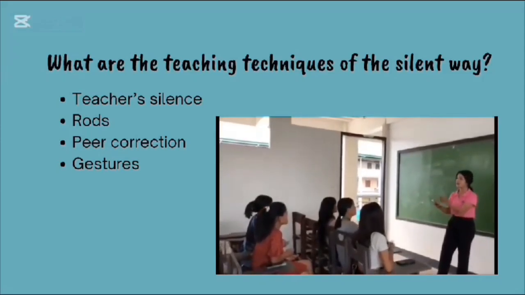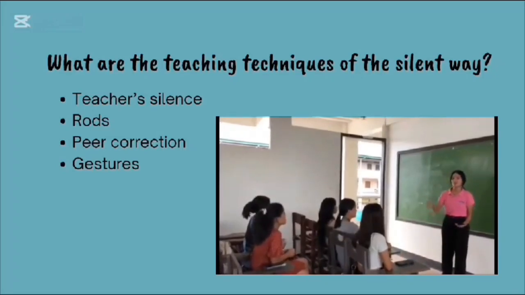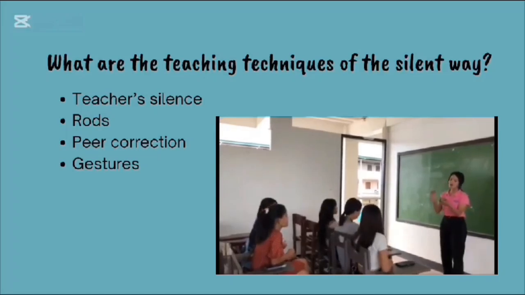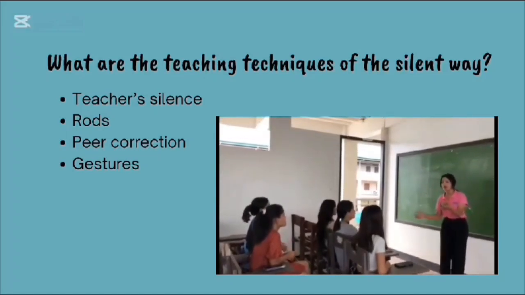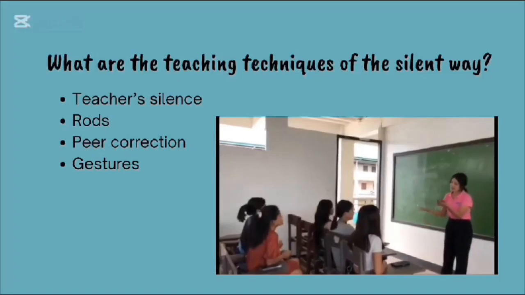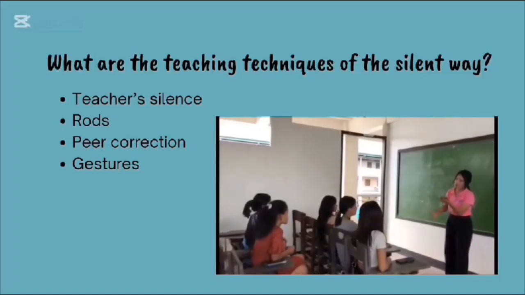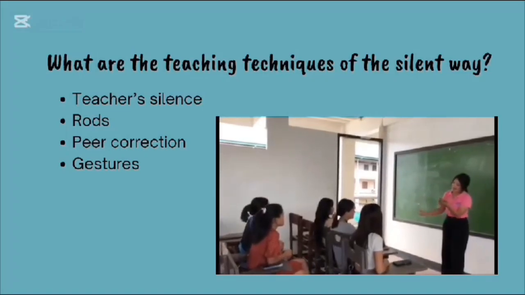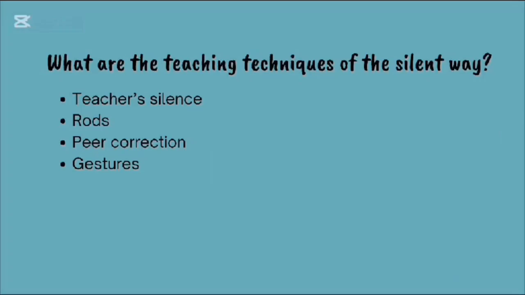The third one, peer correction. So the teacher is not supposed to correct every single mistake. They should promote peer correction, self-observation, and independence. So the fourth one, gestures, which is a popular way of making students guess certain words or build some association without interfering, interrupting, or talking too much.